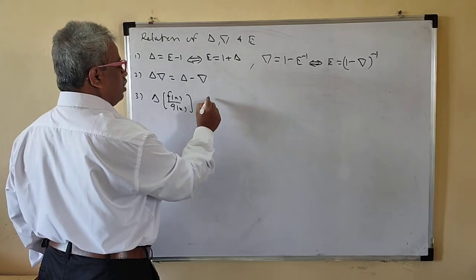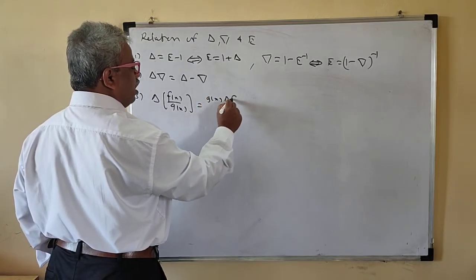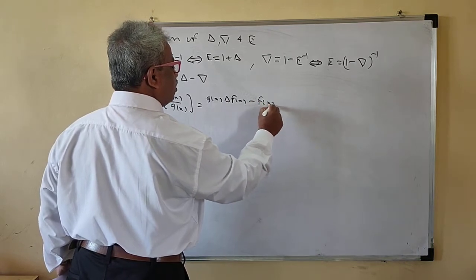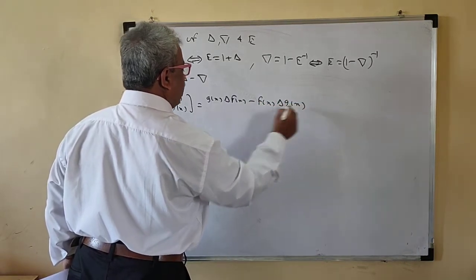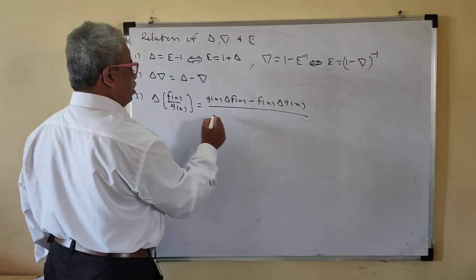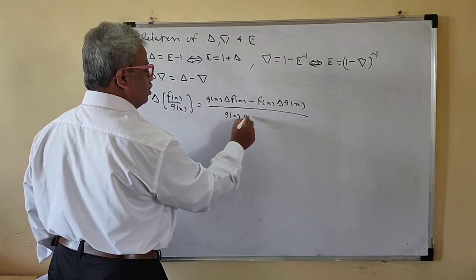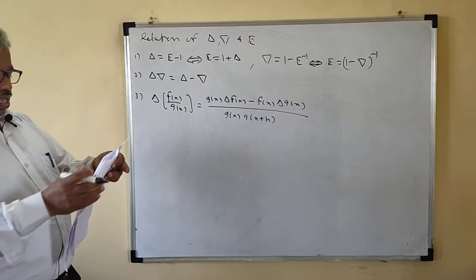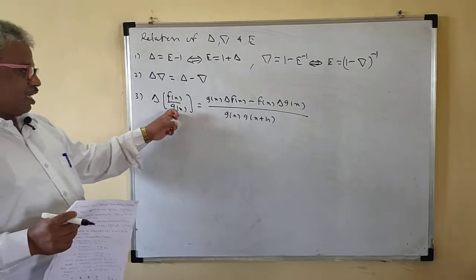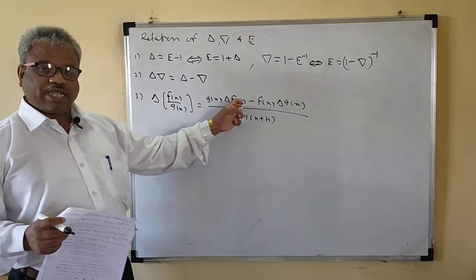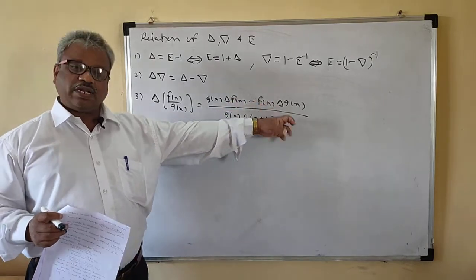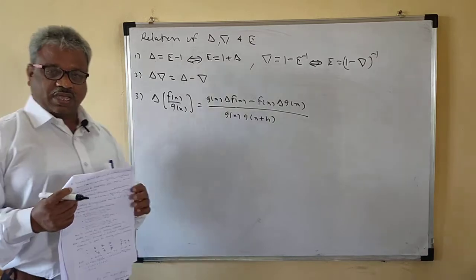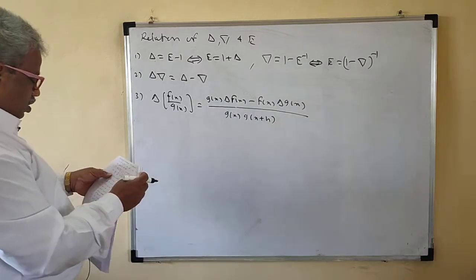So this is g of x delta f of x minus f of x delta g of x, upon g of x into g of x plus h, the square of the denominator, like this. So you should remember this. Derivative: denominator into derivative of numerator minus numerator into derivative of denominator, upon the square of the denominator, but you have to write it like this. So this is the important thing.